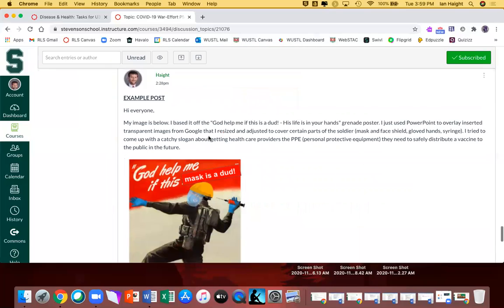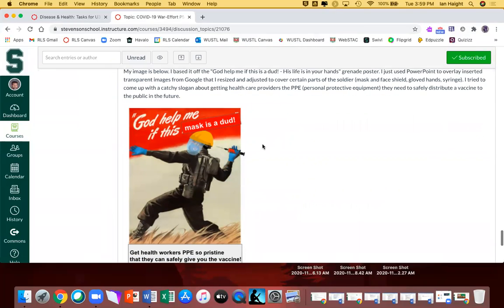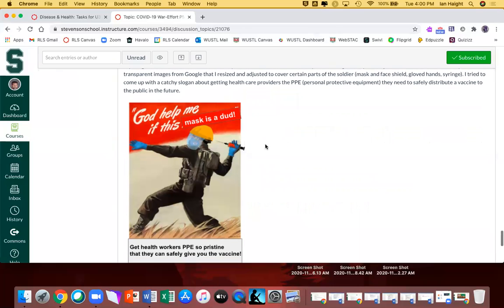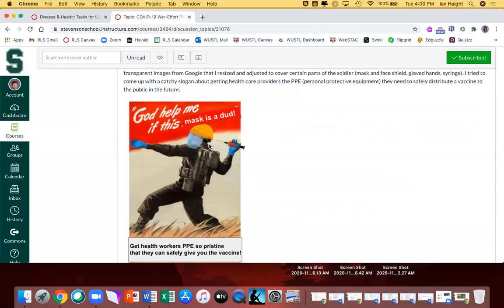I did a little example. So here's one that I actually made this morning. Again, I just got on Google Slides. I put in that image of the grenade guy saying, "God help me if this is a dud," and I just put "mask as a dud," rolled a mask on his face. These are all just images. You can search transparent images on Google Slides and insert them, and then just place them over.